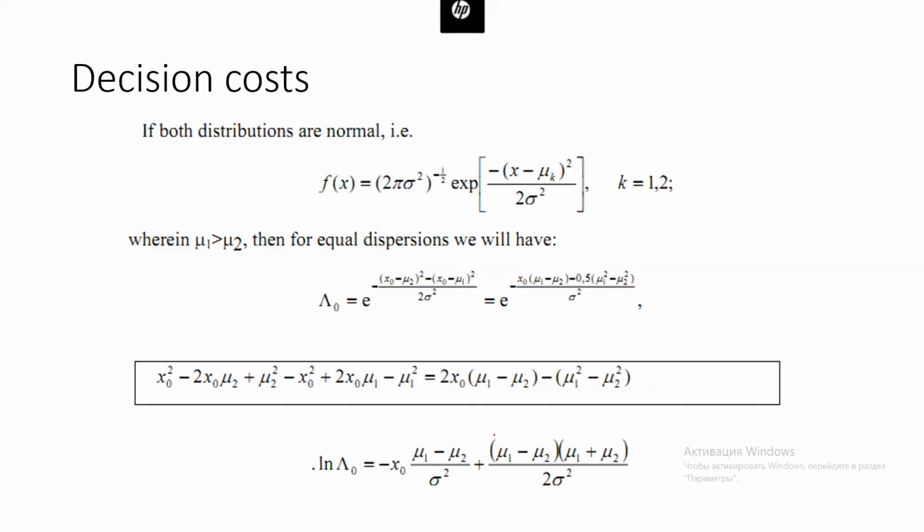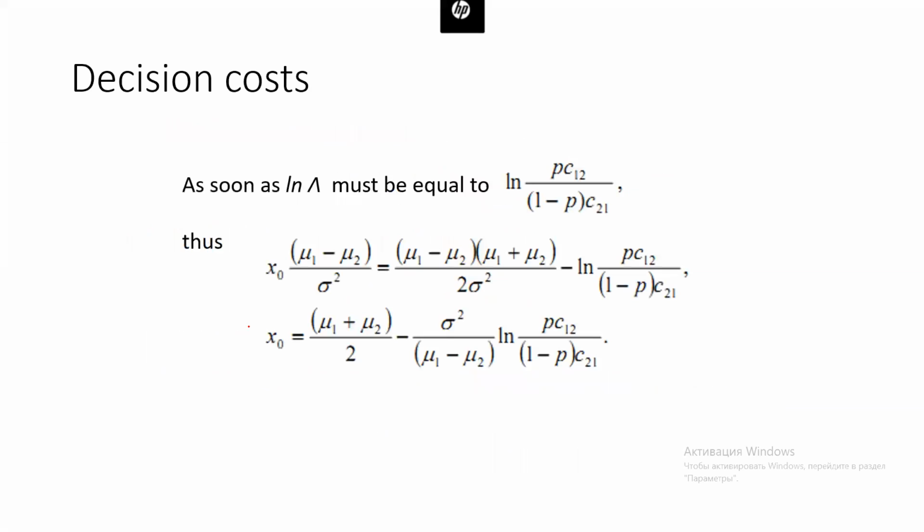And if both distributions are normal, it means that the distribution is expressed by the normal distribution, and μ1 is greater than μ2. So we may calculate x0. It will be this expression with known probabilities and known decision costs.